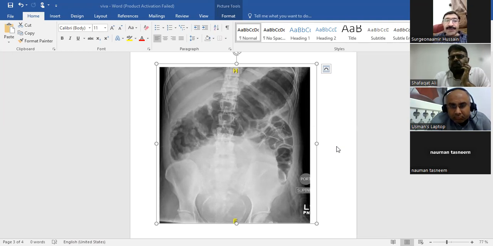Later on, if she has good sphincter function, then we can go for ileoanal pouch anastomosis. Ileoanal pouch anastomosis, that means you will be resecting her rectum.